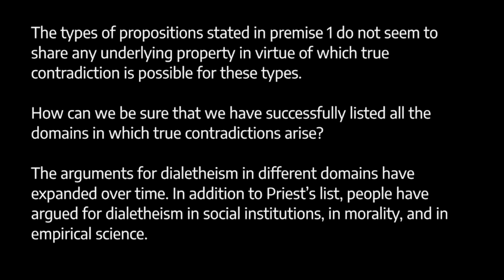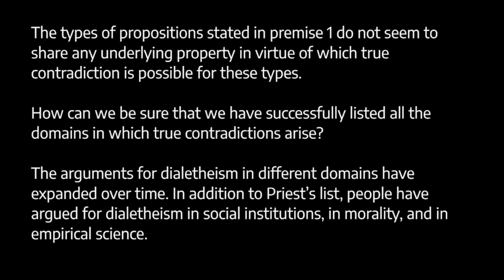But in that case, we might worry, how can we be sure that we've successfully listed all of the domains in which true contradictions arise? It looks like the only way to determine which classes of propositions get listed in premise 1 is just to appeal directly to the arguments for dialetheism. Graham Priest has obviously argued that some self-referential propositions concerning logic, legal institutions, and instantaneous states of affairs are true contradictions, but the arguments for dialetheism in different domains have only expanded over time. Priest himself has, over time, argued for true contradictions in an ever wider range of domains.